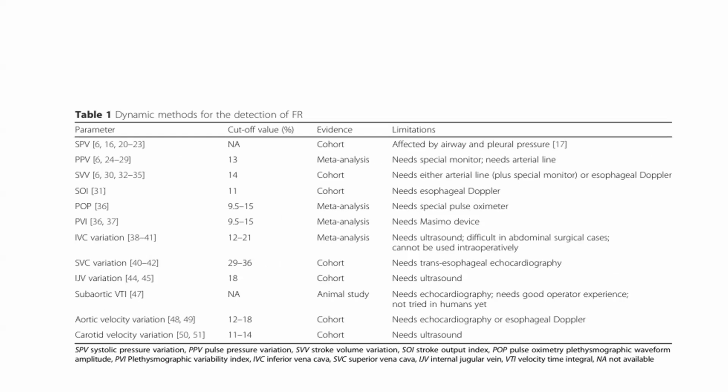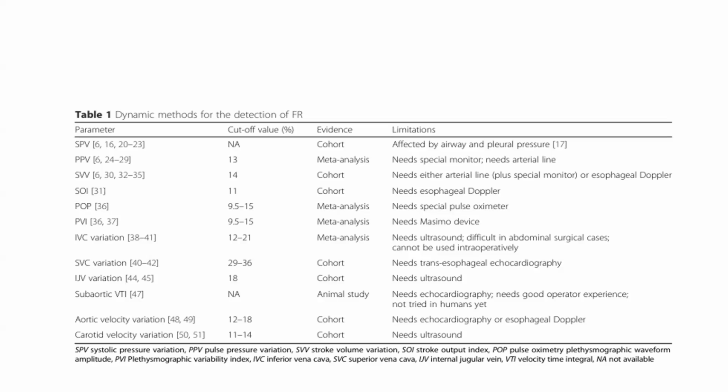Stroke volume, systolic pressure variation. This is affected by airway and pleural pressure. PPV needs a special monitor, needs an art line. SVV, the limitation is it needs either an art line or esophageal Doppler. Then stroke volume index needs esophageal Doppler. Then pulse oximetry plethysmography waveform. It also needs pulse oximetry. Then plethysmography variability index. It needs a Masimo device.